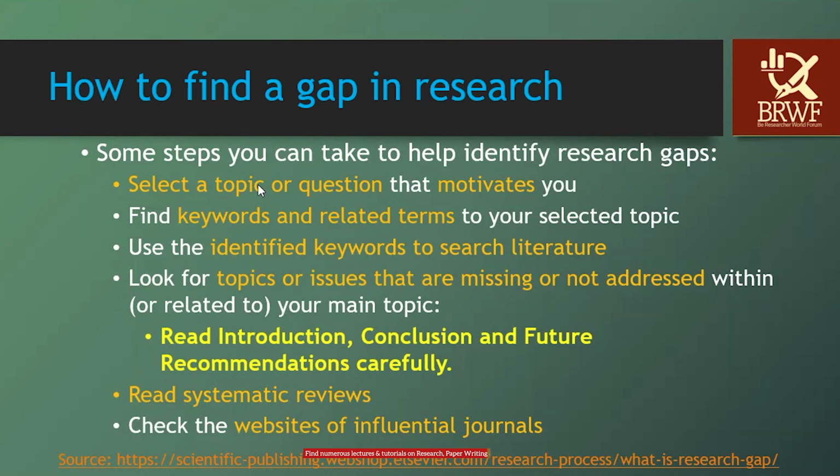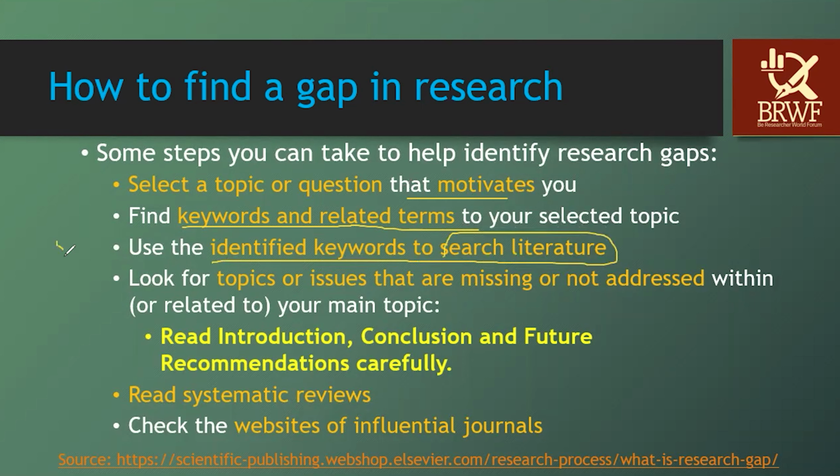Am I right? So at first you have to select a topic which motivates you, then find the keywords and related terms to your research. Already we discussed this. With the identified keywords, search literature. In the systematic literature review workshop we are going to cover tomorrow, SLR, it shows you how to do these steps in a structured, formatted way. This is called systematic literature review. You will learn it very clearly tomorrow if you register.